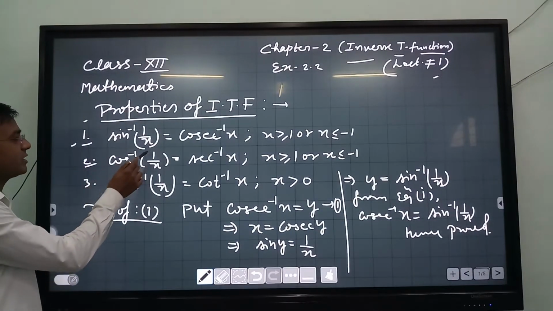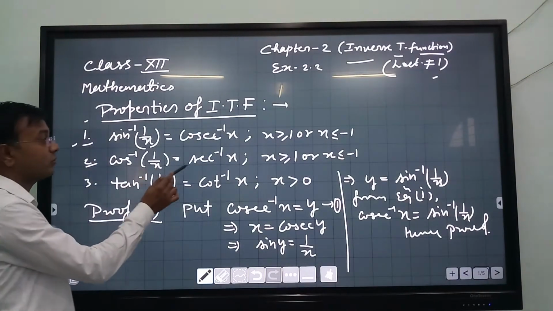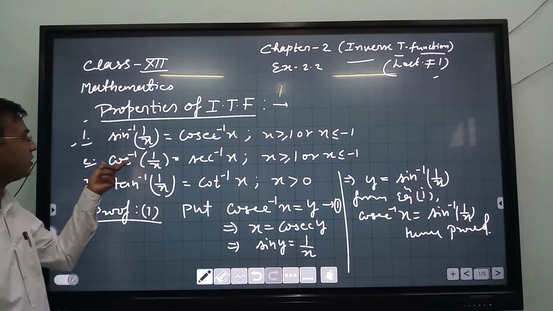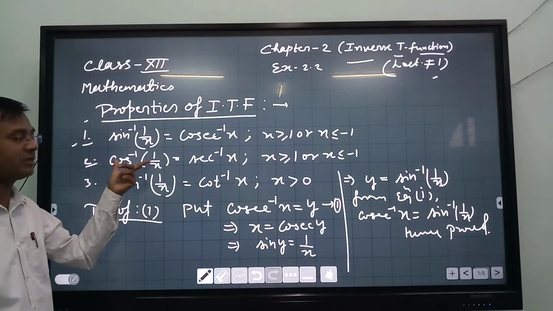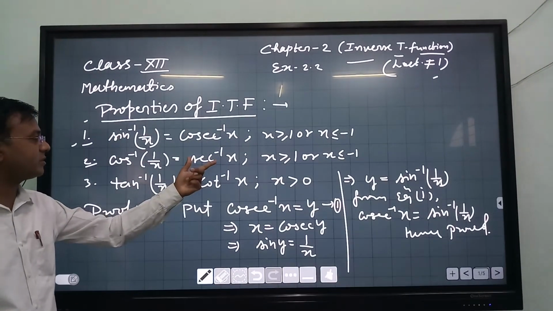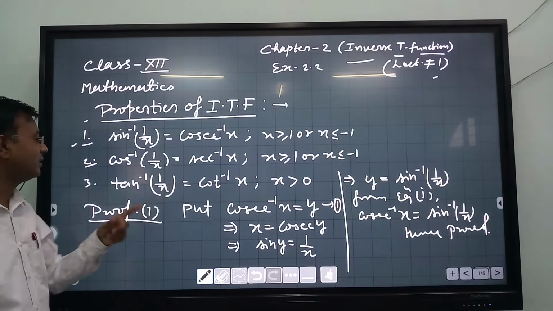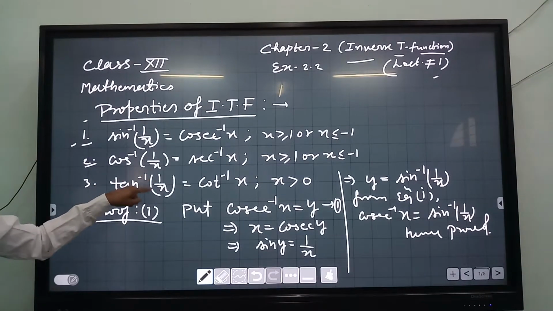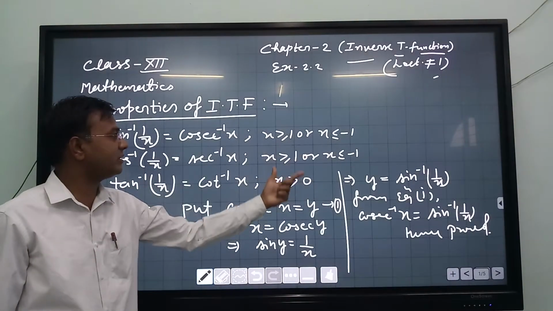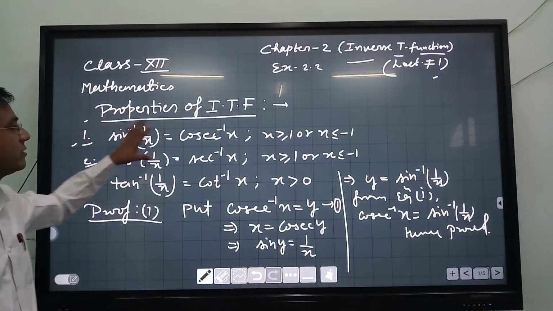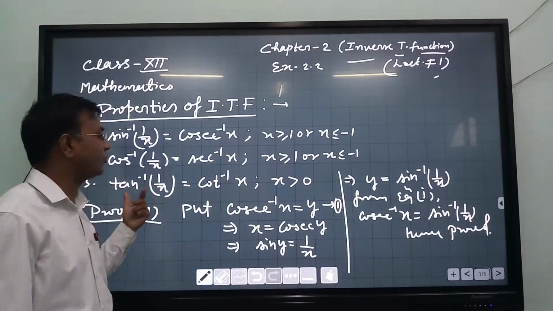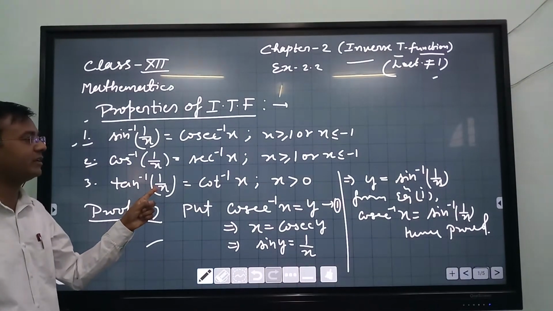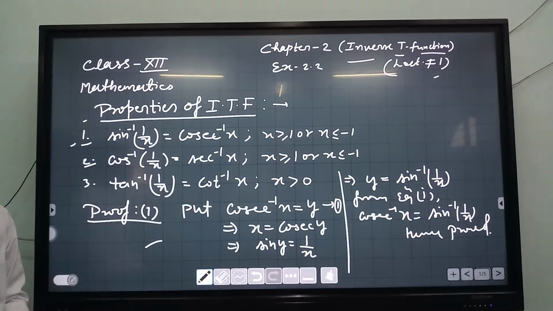Similarly, cos inverse 1 by x equals sec inverse x. You may recall that cos is the reciprocal of sec, and 1 by x is the reciprocal of the angle. So cos is related to sec, the same as tan is related to cot. Make sure the angle is reciprocal, 1 by x, and this is the restriction. For sin and cos there is the same restriction, and for tan, x must be greater than 0. Otherwise this becomes not defined.